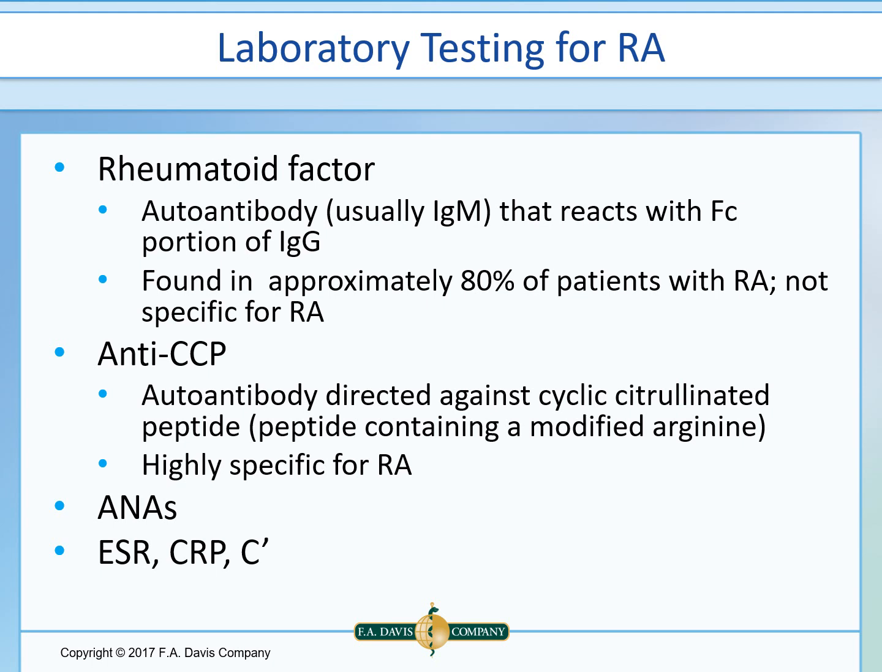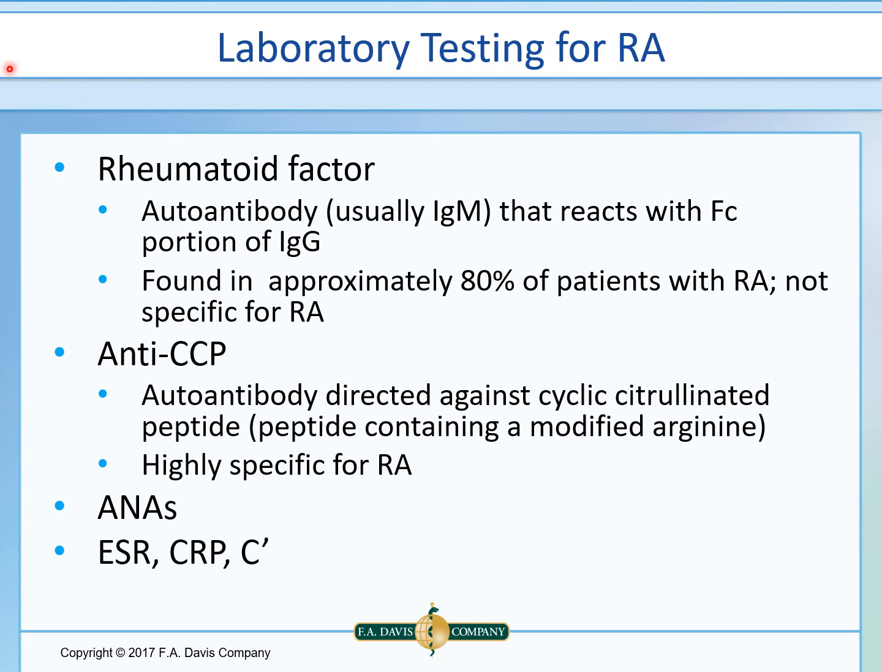Laboratory testing for rheumatoid arthritis includes rheumatoid factor, anti-CCP, anti-nuclear antibodies, SED rate, CRP, and complement testing. So rheumatoid factor can also be found in patients with other connective tissue diseases like lupus, Sjögren's syndrome, scleroderma, and mixed connective tissue disease, as well as some people with chronic infections. Rheumatoid factor assays include latex agglutination, nephelometric methods, ELISA, and chemiluminescence immunoassays.